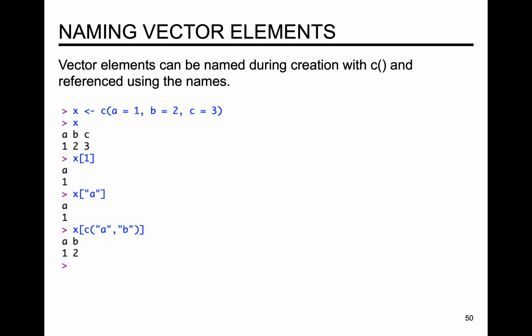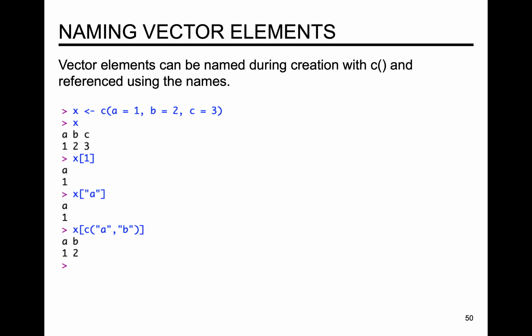And then when I type x and press the return key in the R console, it outputs the vector, but it also includes their names above the element values. And then when I type x square bracket 1, it returns the first element 1, and then it also puts its name a on top. I could also reference the elements of x using their names as well. So I could type x square bracket quote a, so basically give me the element in x that has the name a, and as you can see it outputted 1. And then it also shows its name above it.